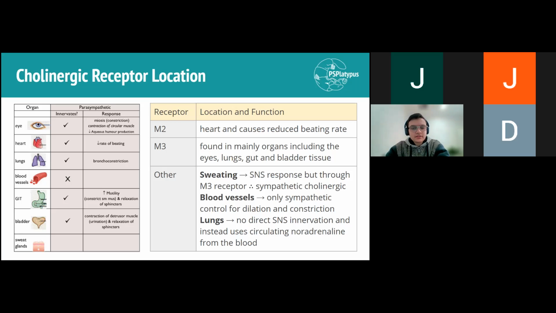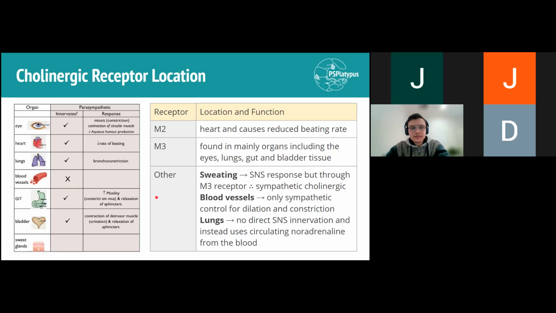With blood vessels, you will see this in the next section. You will see there's a cross here, and that indicates that blood vessels don't have any parasympathetic innervation. They will only have sympathetic innervation, and it will control both your dilation and your constriction of the blood vessels, depending on where the target is.